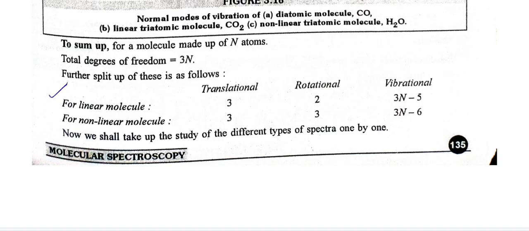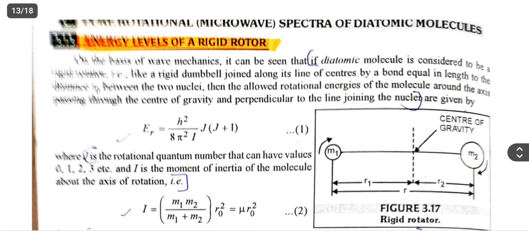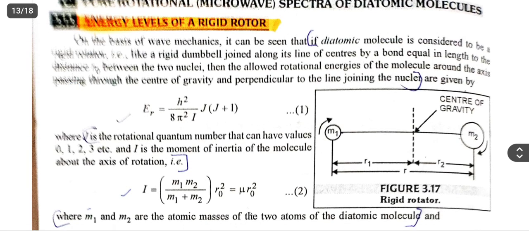To sum up, for a molecule made up of n atoms, the total degrees of freedom is 3n, and it is further split up. For linear: 3 translational, 2 rotational, and 3n minus 5 vibrational. For non-linear: 3 translational, 3 rotational, and 3n minus 6 vibrational. Now we shall take up the study of different types of spectra one by one.